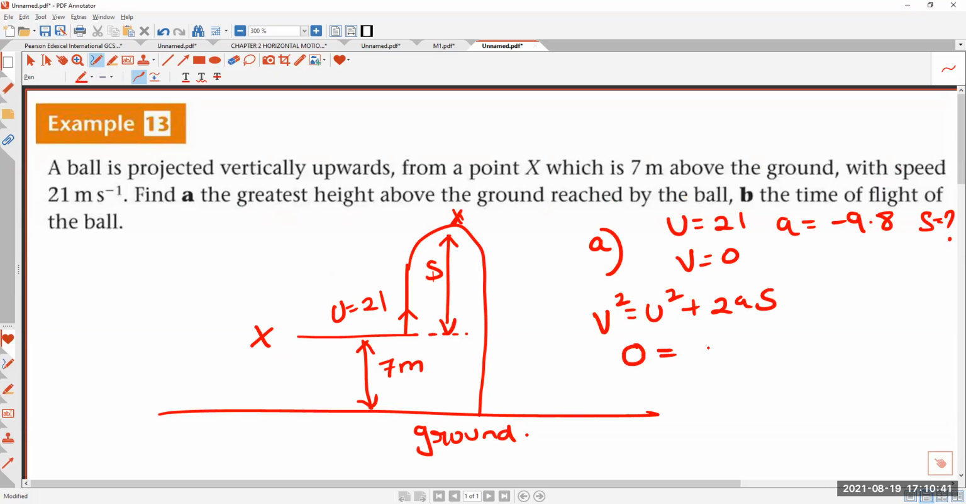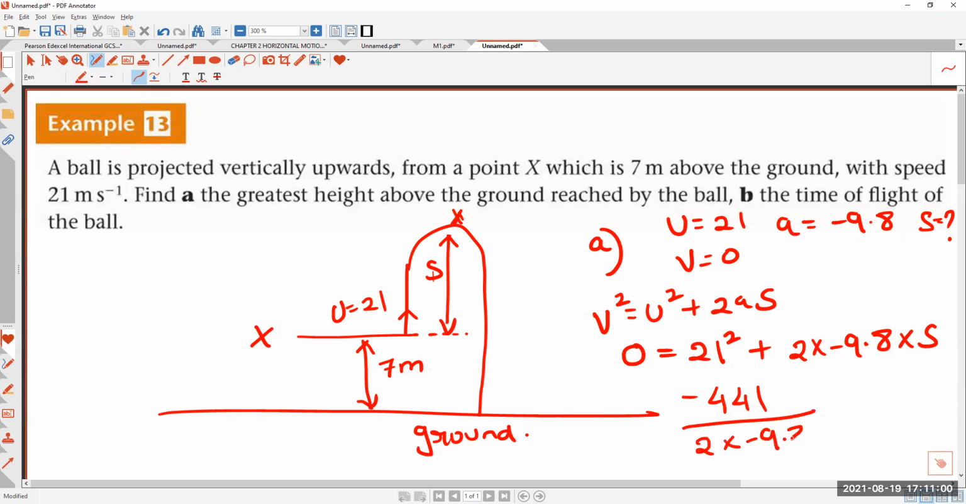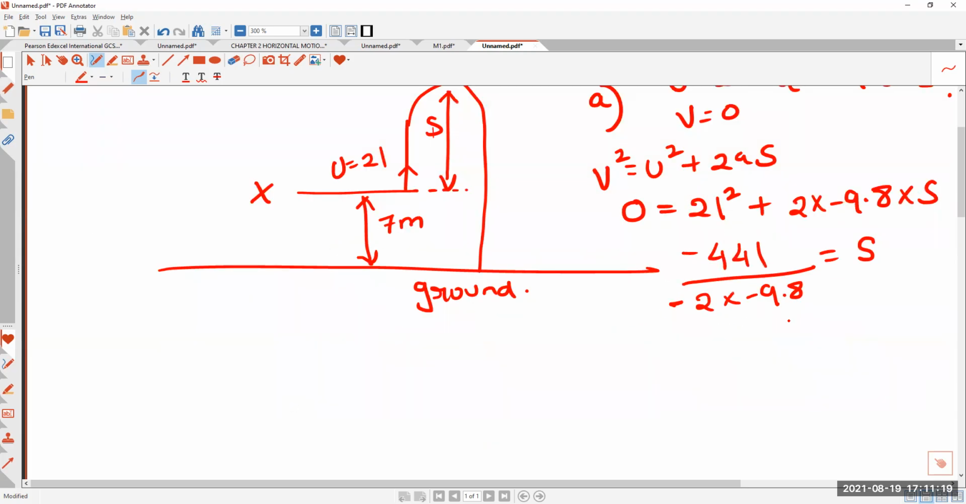Final velocity is 0. u is 21 square plus 2 into minus 9.8 into s. What do you get for 21 square on the calculator? 441. So minus 441 divided by 2 into minus 9.8 is equal to s. Divide and let me know. 22.5. You got how much? 29.5 or something? Add 7. Okay. So s is equal to 22.5.